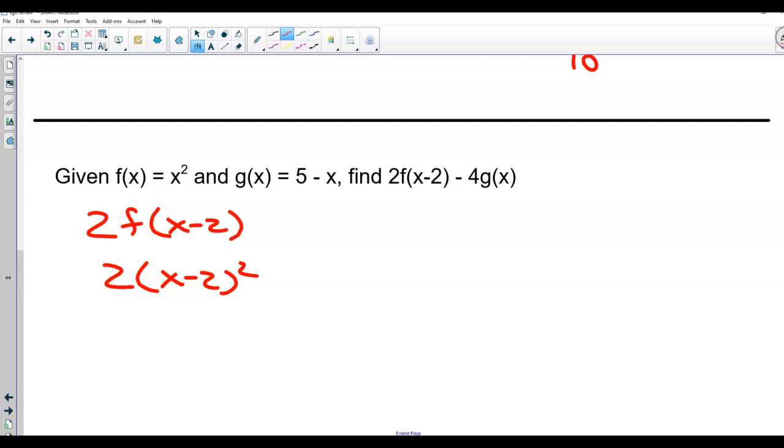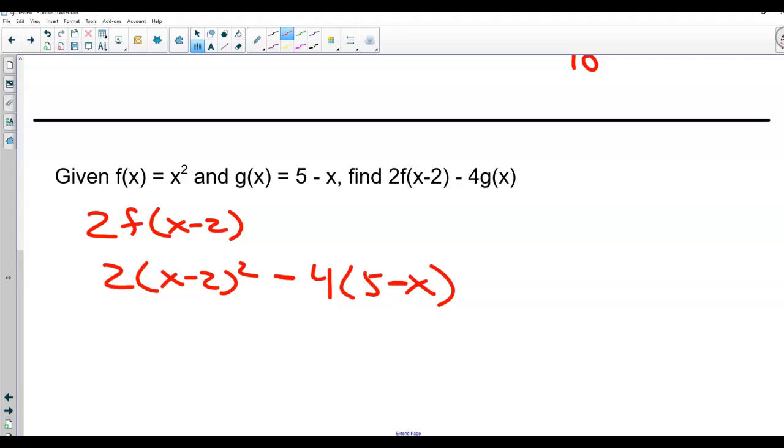If f of x equals x squared, f of x minus 2 means wherever I see an x, I plug x minus 2 in for it. We square it, and then there's going to be a 2 on the outside because we're doubling whatever f of x minus 2 is. Minus 4 g of x. G of x they literally give you. It's 5 minus x. That's literally it.